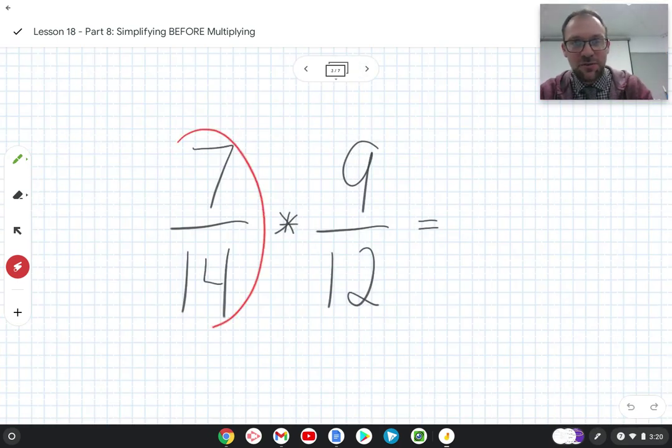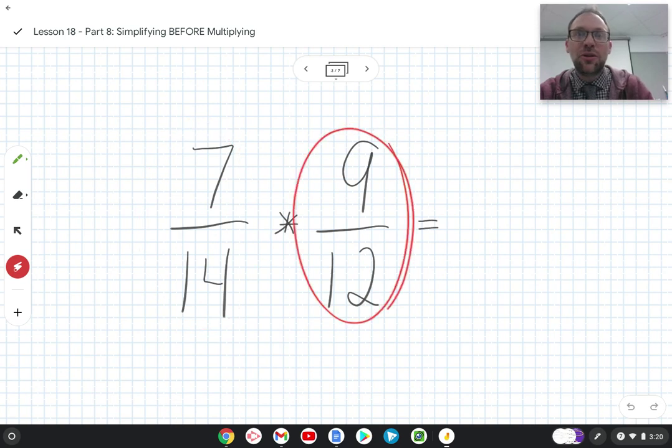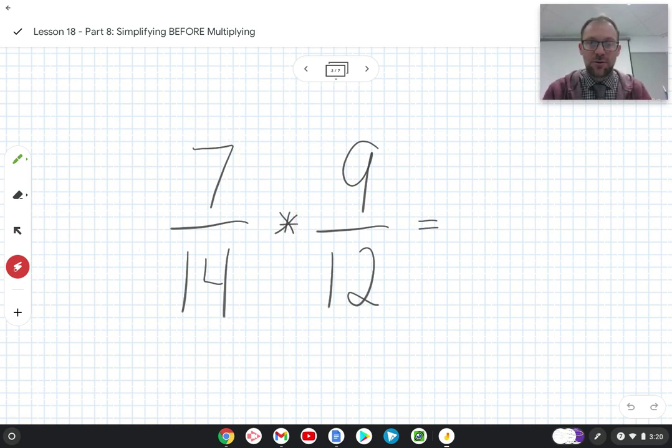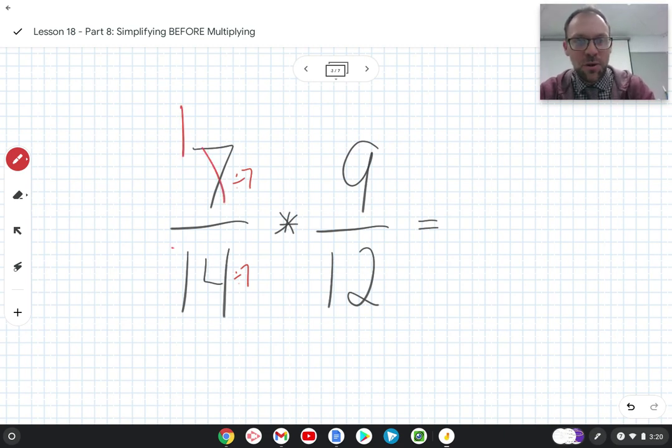Here we have 7/14 times 9/12. Oh, look at this. I can simplify both of these factors. So let's go ahead and look at 7/14 first. I could divide 7 by 7 and 14 by 7 because 7 is the greatest common factor of both. And I'm going to get 1 over 2. I'm going to get 1/2 again.